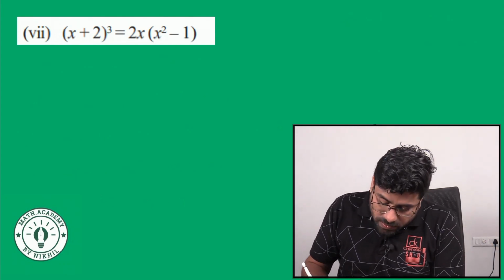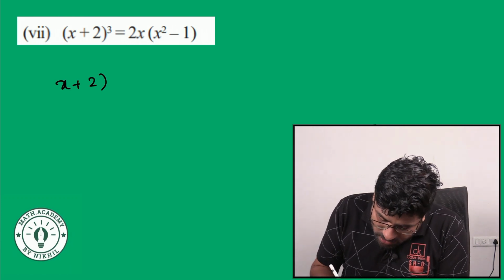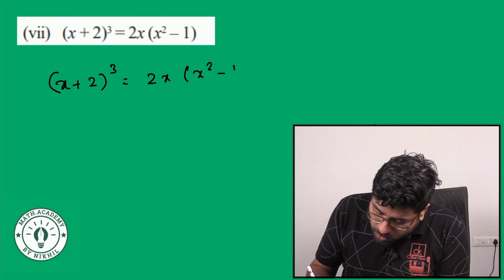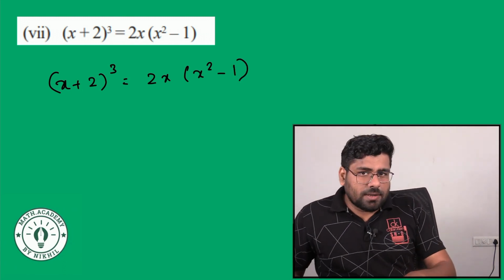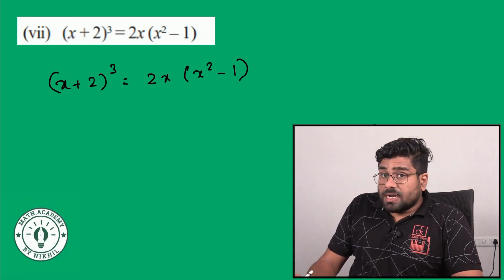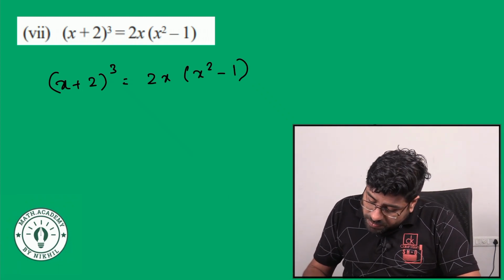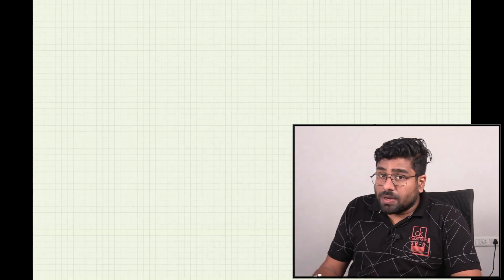Yes, that is going to be x plus 2 the whole cube, right? This is going to be interesting. X plus 2 the whole cube is equal to 2x into x square minus 1. Now this is getting more interesting, right? Let's see. How can I expand this one? Have I studied an expression like this? Yes, you have studied an expression. What was the expression that you have studied? The expression that you have studied is of the form a plus b the whole cube.